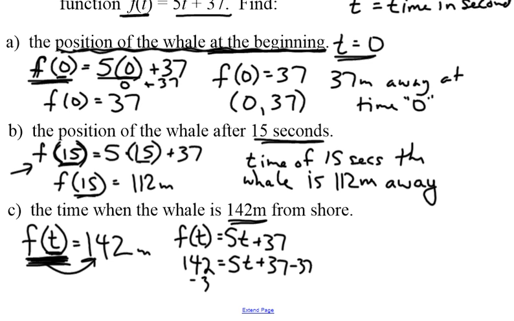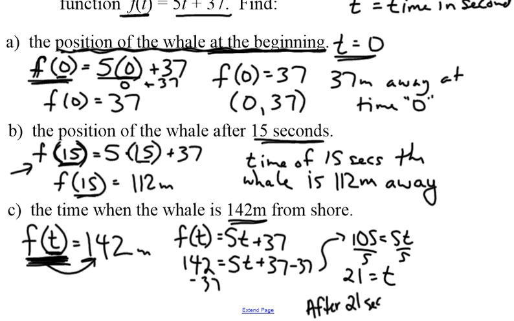Subtract 37 from both sides. We end up with 142 minus 37 is 105, equal to 5t. Divide by 5, and 21 is equal to t. So after 21 seconds, it's 142 meters away.